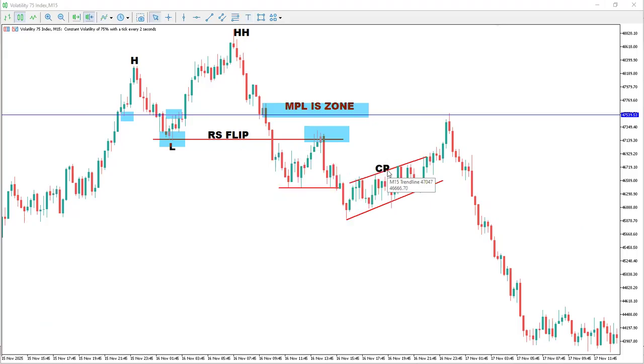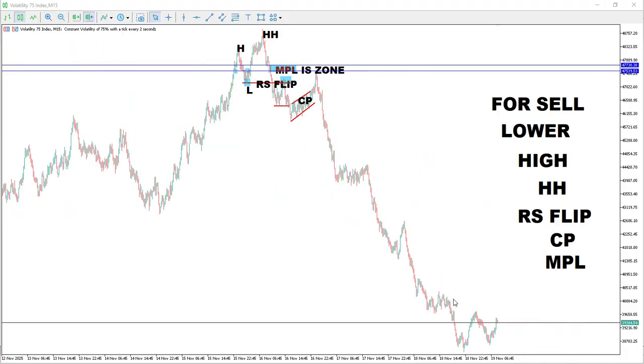So from this CP, you see that from here we're able to get to our MPL zone. So this is our MPL zone now. From there, the market takes off. Above this candle, your stop loss will be above the candle. This way your stop loss will be. Then from there, you took the market down. Everything I've listed here, I'll be able to explain to you how to trade Quasimodo.